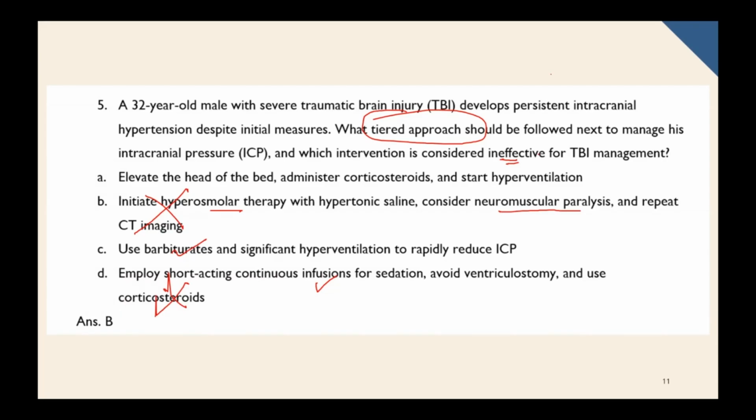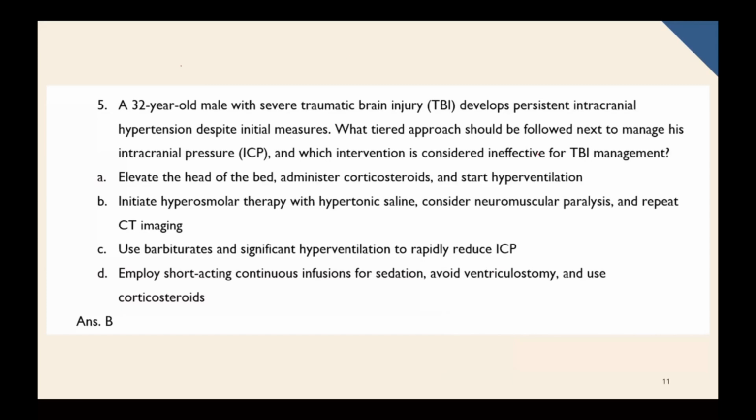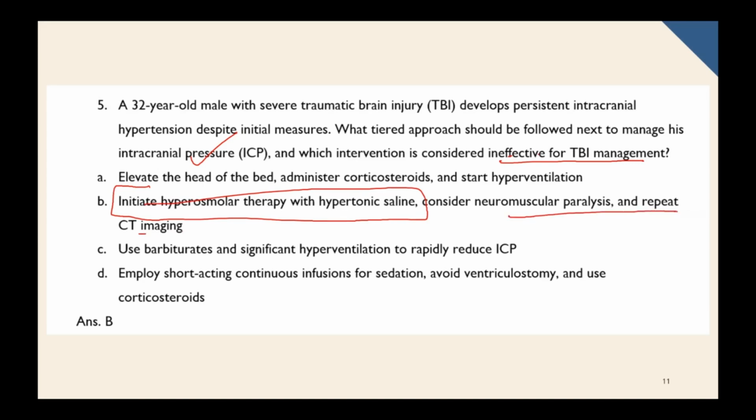Okay. So basically, coming back to this question. We have asked regarding what tiered approach should be followed next for management in this patient to control his ICP, and which intervention is considered ineffective for traumatic brain management. So here basically if we see, B is the answer. Why? Because as I said, you reduce the edema by giving hypertonic saline or mannitol. You consider giving neuromuscular paralysis. But this will help you to reduce the edema. Neuromuscular paralysis and repeat CT imaging is also considered in the tiered approach. So B becomes the answer.